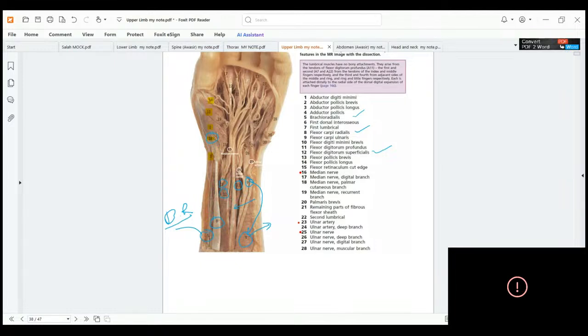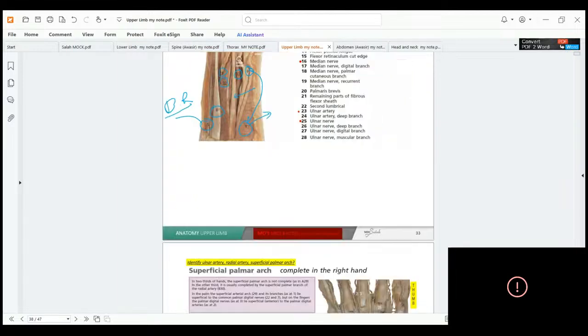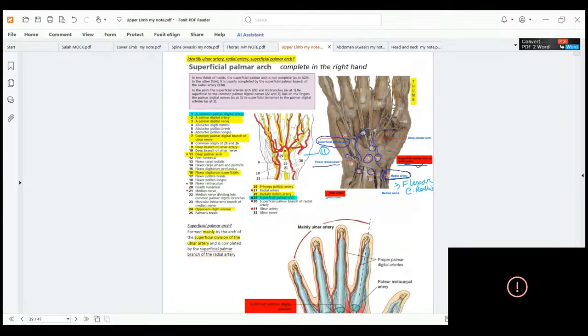Median nerve 16, 23 ulnar artery, 25 ulnar nerve. This picture we know.